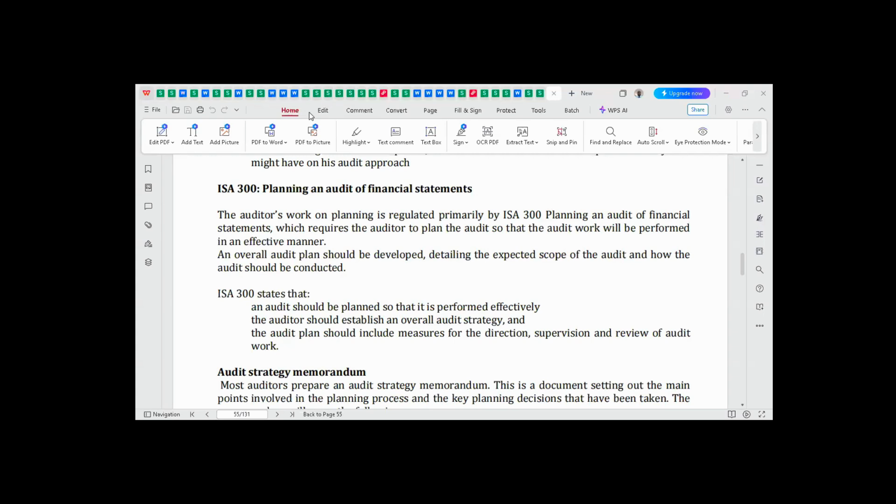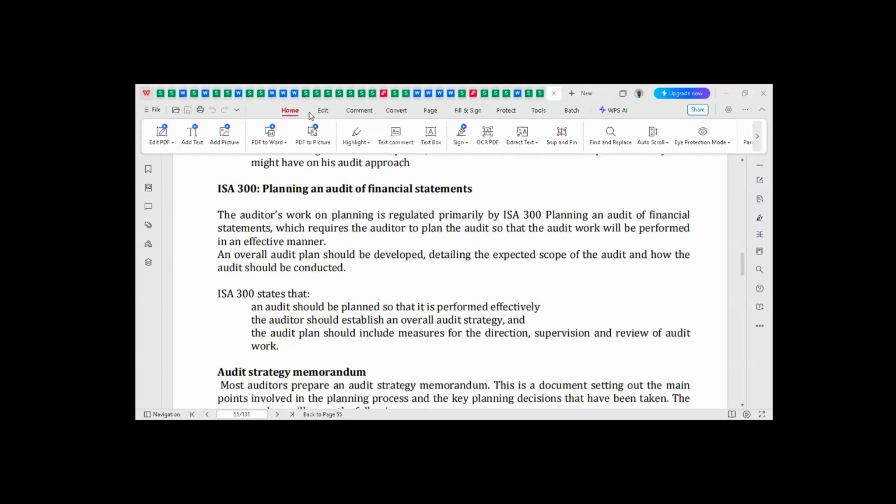The next thing I'm going to look at now is the audit strategy memorandum, or we call it the audit planning memorandum. Either you call it audit strategy memorandum or audit planning memorandum, it's the same. Now, what does this mean? I've already explained what audit strategy is.